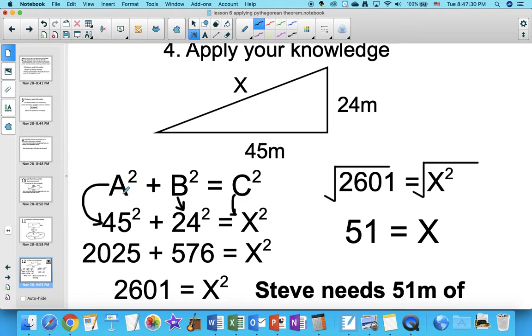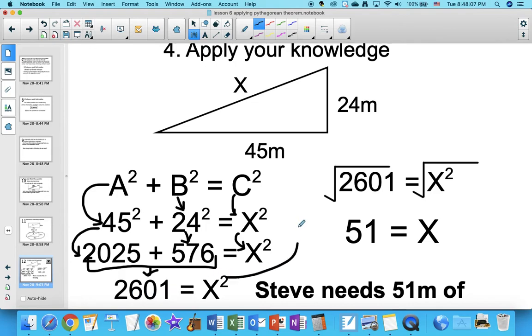Let's simplify it further. Well, 45 squared, if you use our calculator, becomes 2,025. 24 squared becomes 576. And x squared just stays x squared, right? So I'm just following this pattern. Okay, now I simplify even more. Now that I got rid of the squares here, I have 2,025 plus 576 equals x squared. Well, 2,601 is what this is. So these 2 numbers add up to this number. And now we have 2,601 equals x squared.